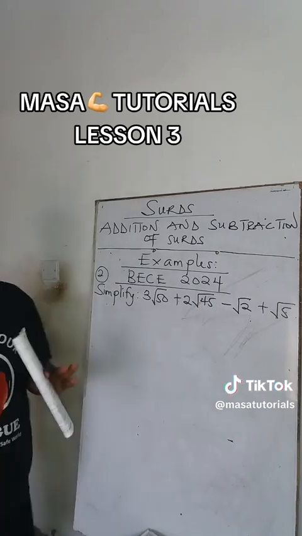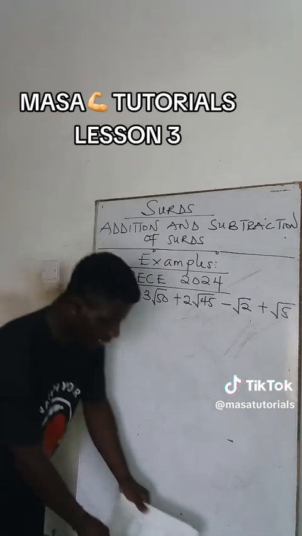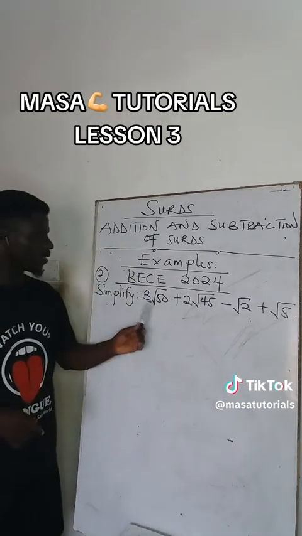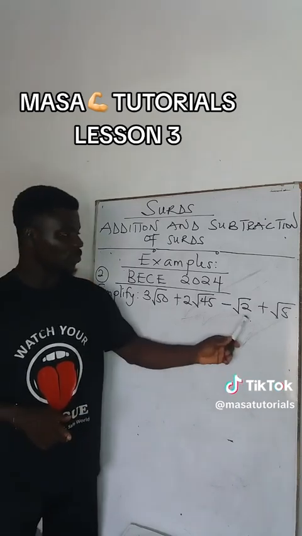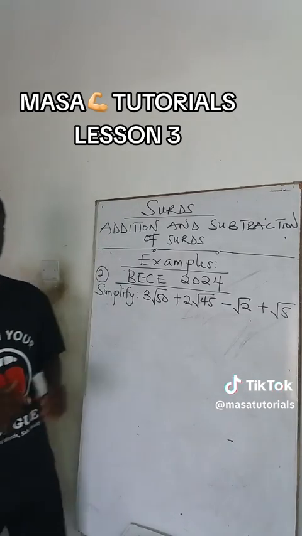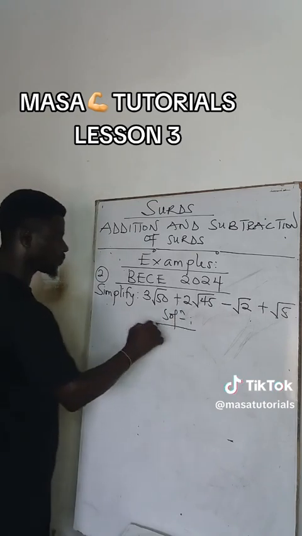Now, this is a BC question, that's BC 2024, and they are telling us to simplify 3 square root of 50 plus 2 square root of 45 minus square root of 2 plus square root of 5. So let's see our solution.